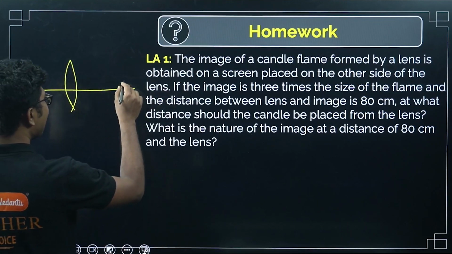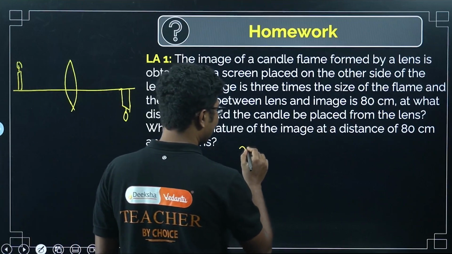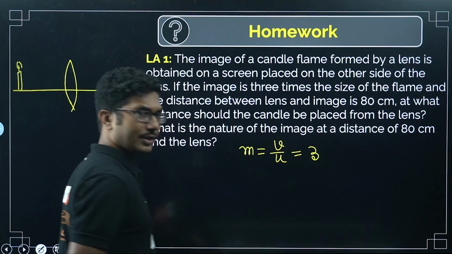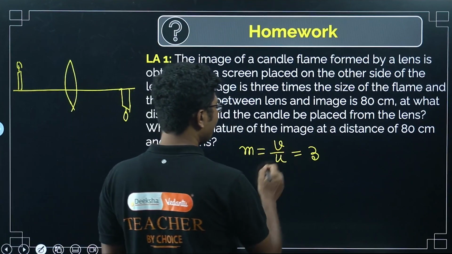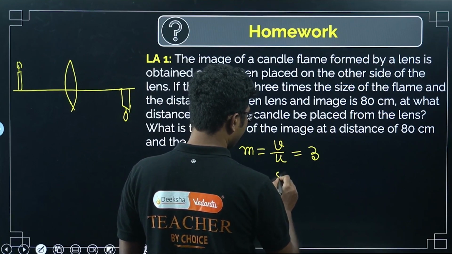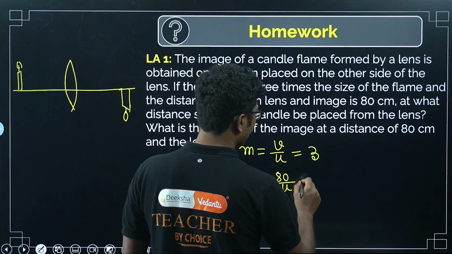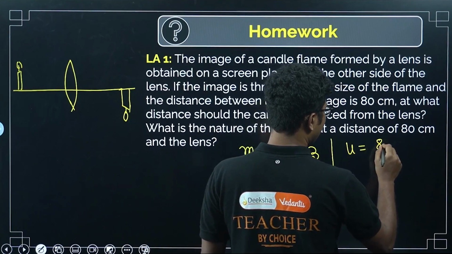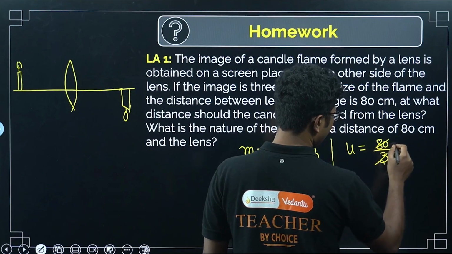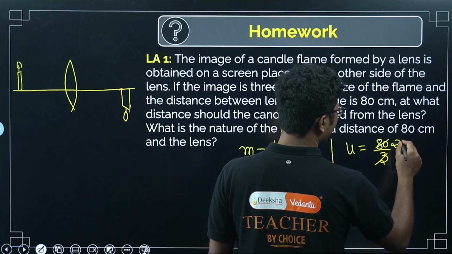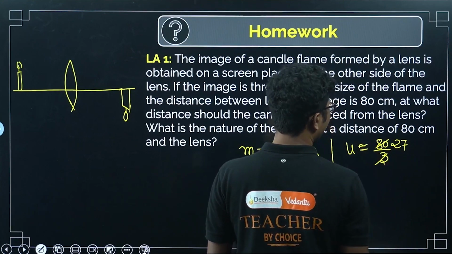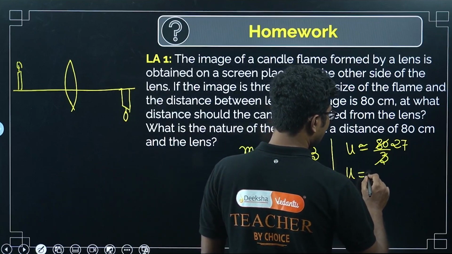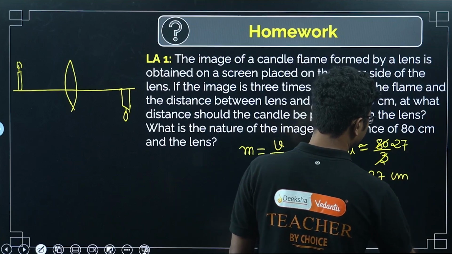So what is said is that the magnification for a lens, we know that it is V by U, and it is given as 3 times. So magnification is 3, and V is given 80 centimeter. They have asked you to calculate U. So U will be 80 by 3, which is nearly equal to 27. If it was 81, it would be 27. So you need to place the object nearly 27 centimeter away.